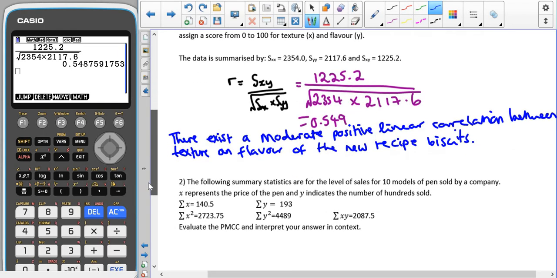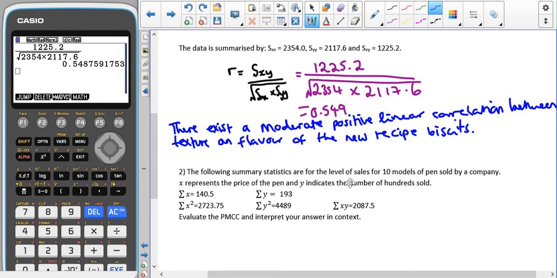Moving on to the second example. Here we have the following summary statistics for a level of sales for 10 models of pen sold by a company. X represents the price of the pen and Y indicates the number of hundreds sold. So we have our price and the number of hundreds sold, and we're trying to calculate the PMCC value and interpret it in context. So here we have, remember this symbol here means sum, add up, okay?